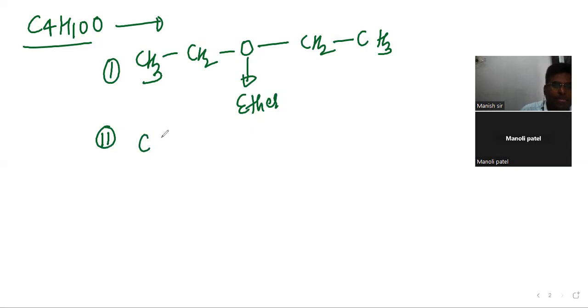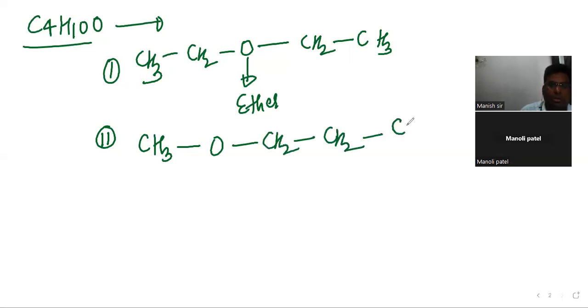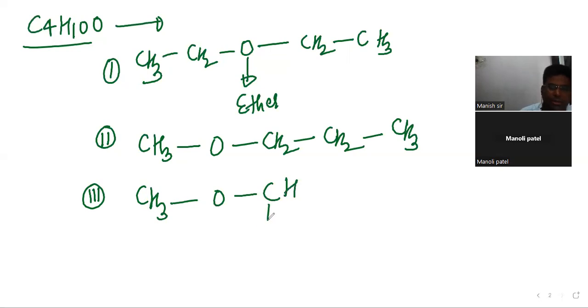The second can be like this: I will write 1 carbon on the left and the rest on the right-hand side, so it will be CH3-O-CH2CH2CH3. You can see it is still showing 4 carbons. Now see the third. It can be branched also, like CH3-O-CH with CH3 and CH3. So this is also a metamer of that compound.